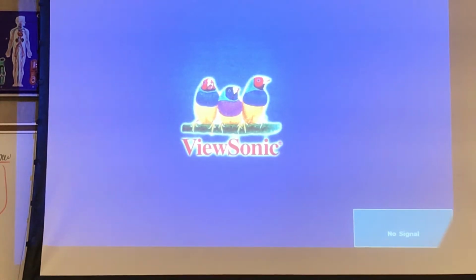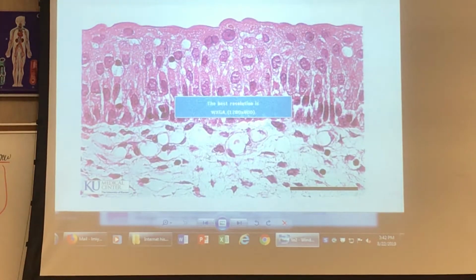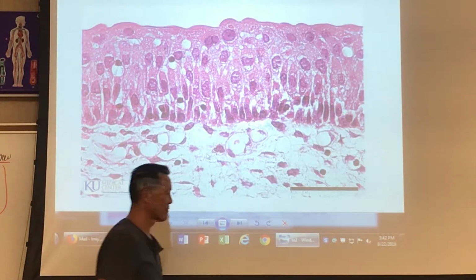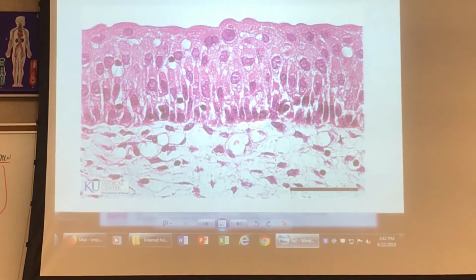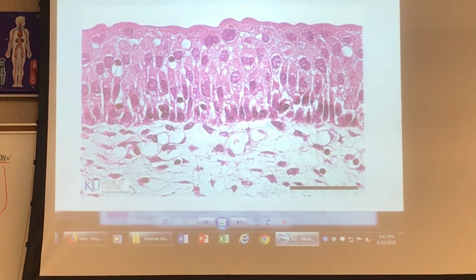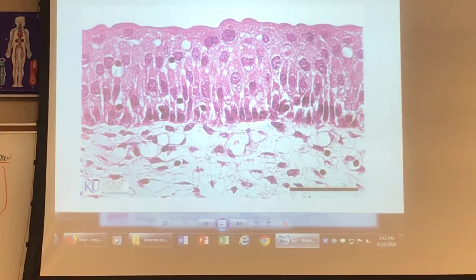All right, let's do this one. Do you see a basement membrane and a free surface? Yes. Stratified or simple? Stratified. What's the shape of the cell at the free surface? Transitional? Yes, because there's squamous, there's cuboidal, there's columnar.